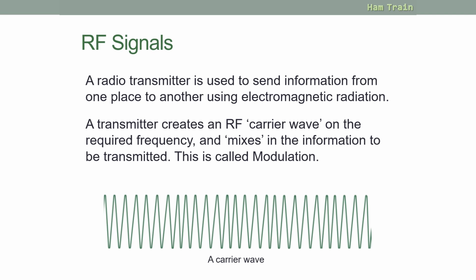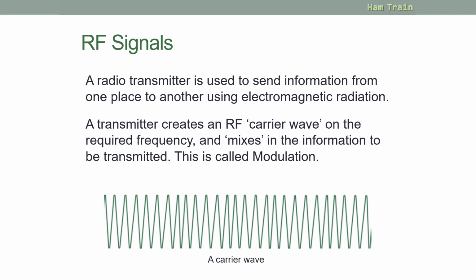We're going to start off with RF signals. A radio transmitter is used to send information from one place to another using electromagnetic radiation. A transmitter creates something called an RF or radio frequency carrier wave.